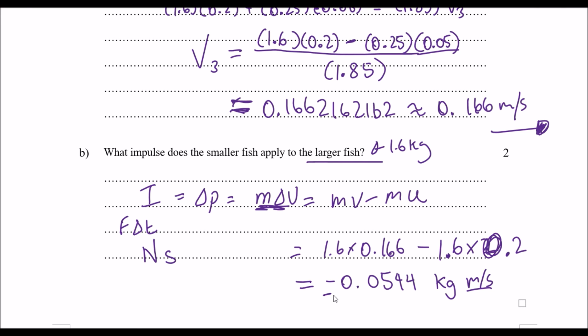Now, this is negative, so what does that imply? Well, if you have a look here, this value we had here was positive, so we're saying it's going to the right. In this case, it's the same thing as saying it's 0.0544 Newton seconds going to the left. And that's how you do this question about conservation of momentum and impulse.